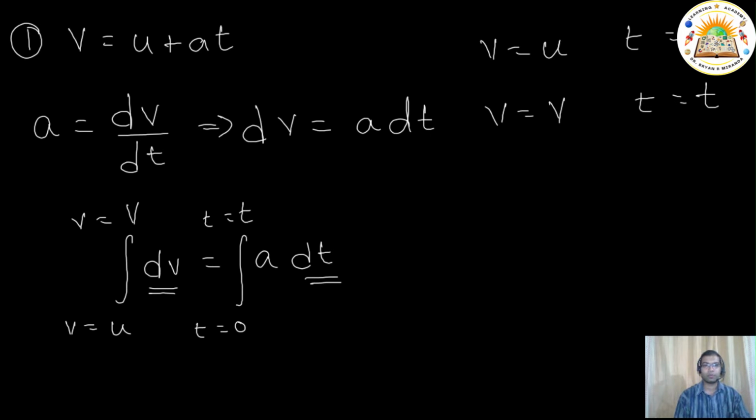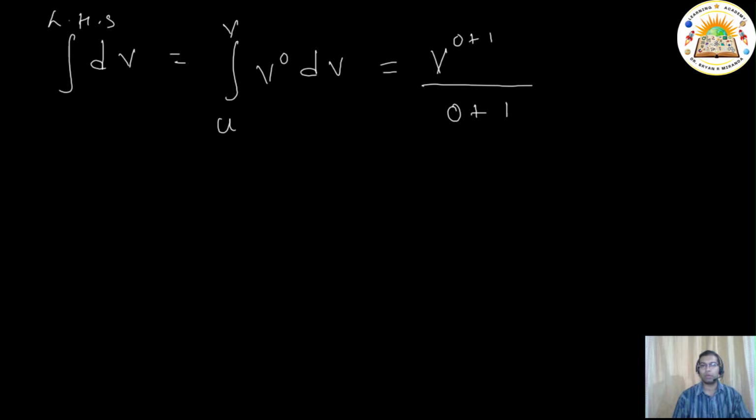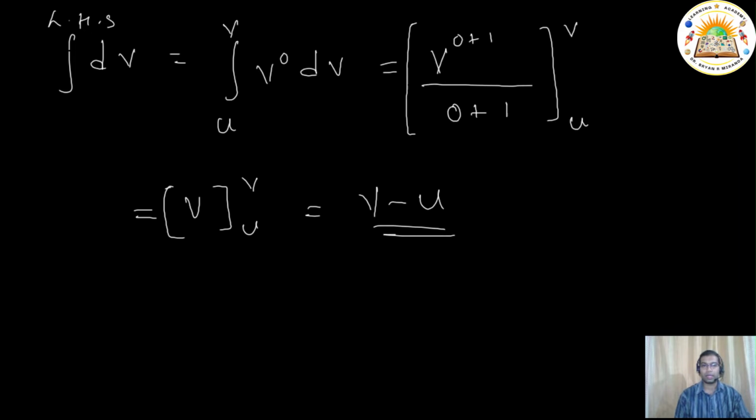Now let us go ahead and solve. If we see the LHS, integral dv is nothing but integral v to the power 0 dv, so the limits are from u to v. According to the formula, t power n dt was t to the power n plus 1 by n plus 1. So here I can write it as v to the power 0 plus 1 by 0 plus 1. This is how we are going to write the limits. As soon as integration is performed, we put square brackets and write the limits. It has to be upper limit, that is the final velocity, minus initial velocity, that is upper limit minus lower limit. So I have v varying from the initial to final, so we get this as v minus u. So this is our LHS.